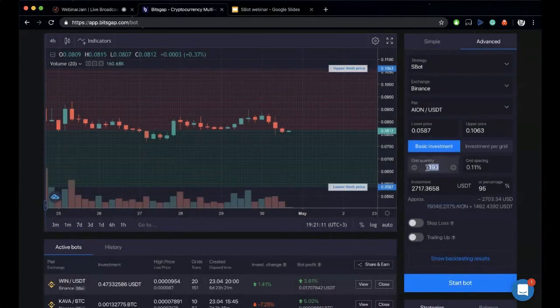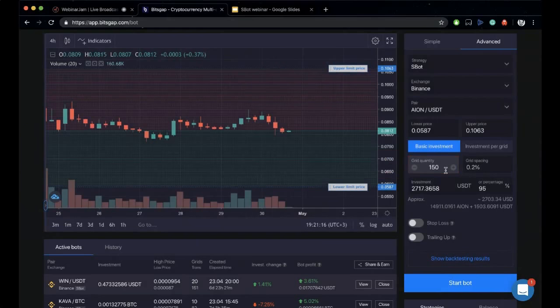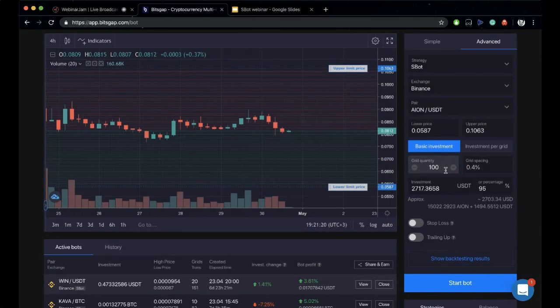You see we have 193 grid levels. We can adjust it. Let's say we want to have only 150. So the more grid levels you have, the more chances you have to seize as many market swings as possible, all right? So I'm gonna put 100, start the bot.